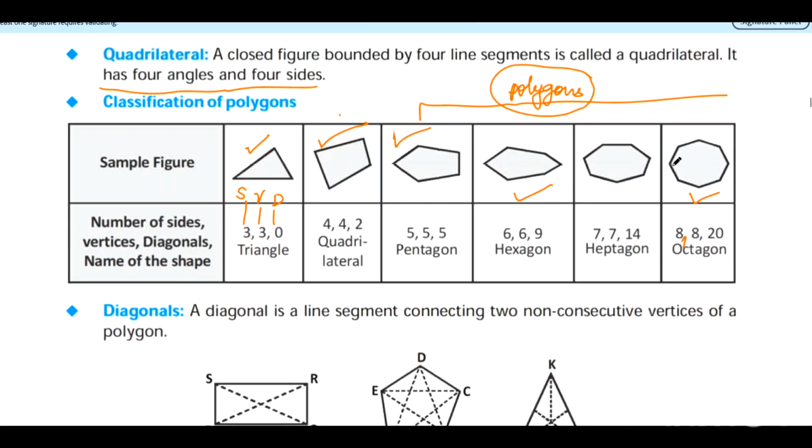Octagon has 8 sides, 8 vertices. Vertices means these corners, these joining points. These joining points are called vertices. So in octagon we have 8 sides, 8 vertices and 20 diagonals. How many diagonals? 20 diagonals.